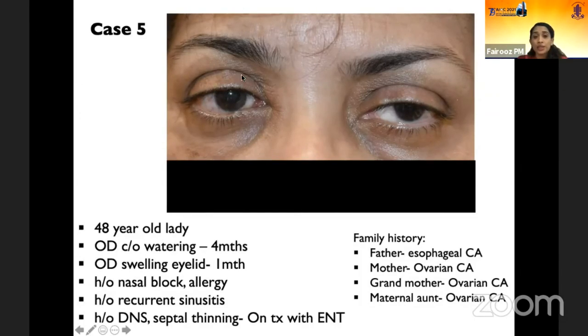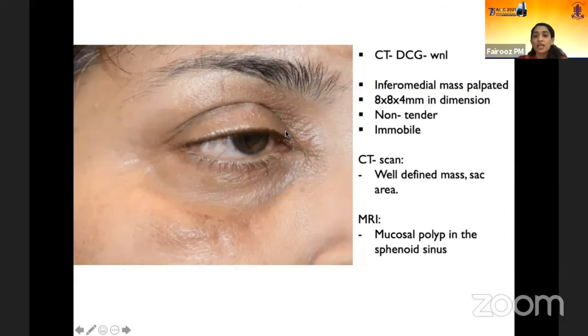So when you see her here, watering was the main complaint that she had. Syringing was done, it was patent. We had even done a CT DCG, which came out normal. I'm not sure whether it is very evident as a mass here, but on palpation, there was an inframedial mass. And in an MRI, it also showed a mucosal polyp in the sphenoid sinus.